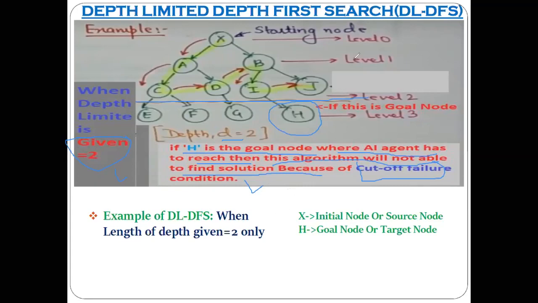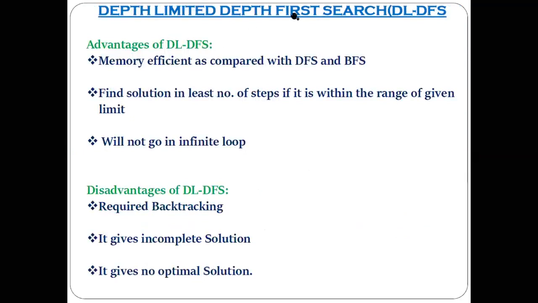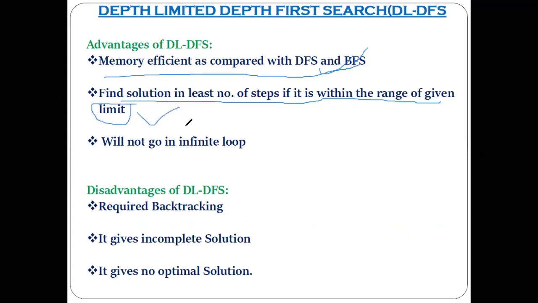Understood. According to this, there are some advantages and disadvantages. It is memory efficient, yes or no? Yes, sir. Less memory will definitely be required compared with DFS and BFS. It will find the solution in the least number of steps if it is within the given depth limit, as we discussed in the example. One more good advantage: it will not go into an infinite loop.